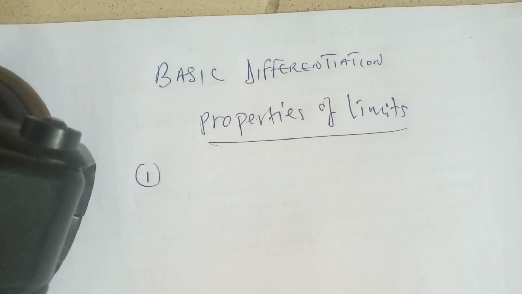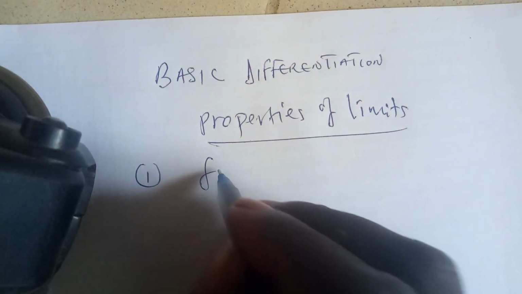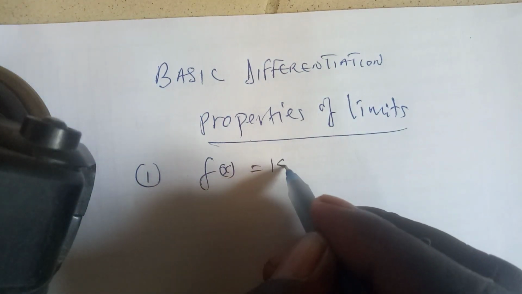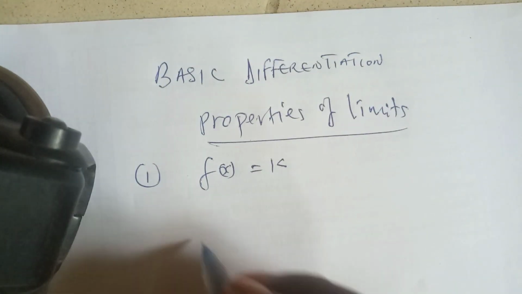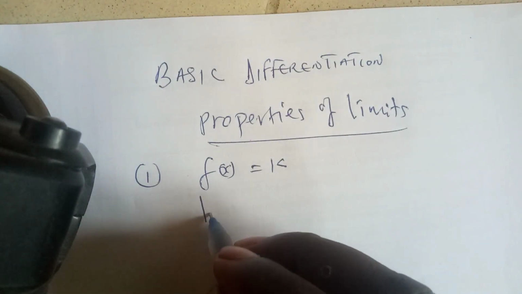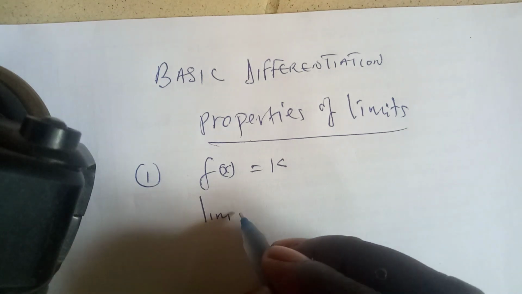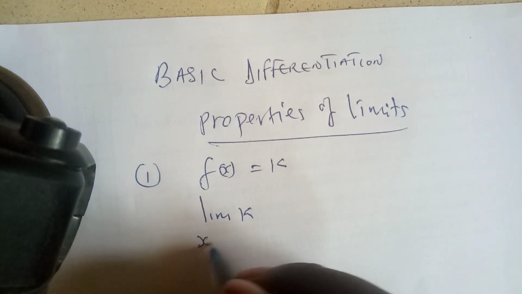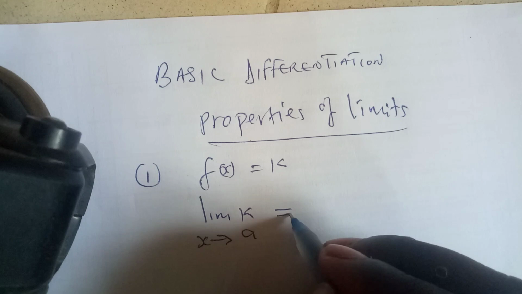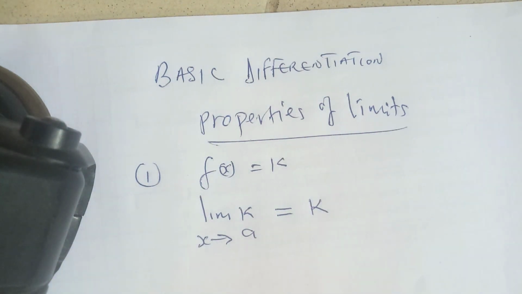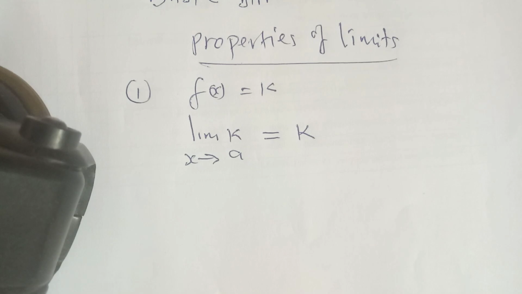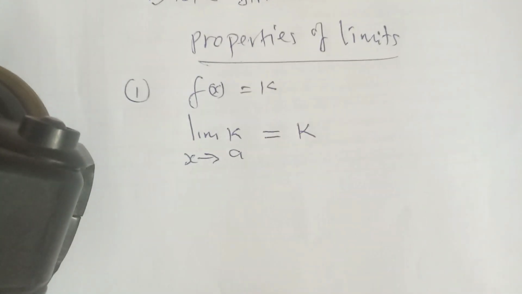Constant limit. Number one, constant limit. If we have a function equal to k, if you pass the limit of k as x goes to a, it is something as k. That means the limit of a constant is equal to the constant.